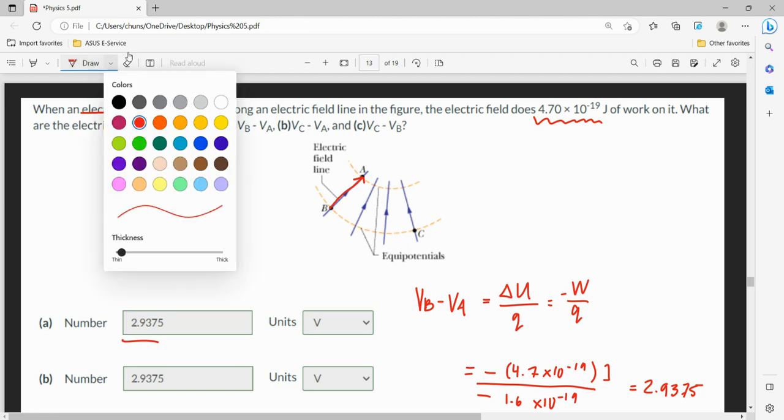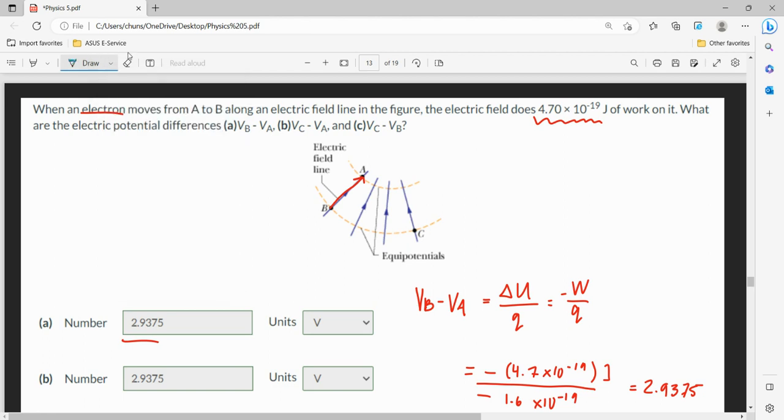Now, if we follow the path of C to A, it looks a little trickier, doesn't it? But I want you to consider that these are equipotential lines, these dotted orange lines here. So remember, when we're dealing with electric potential, only the start and end points matter. Not the path.